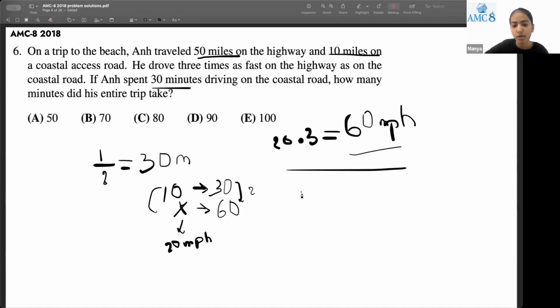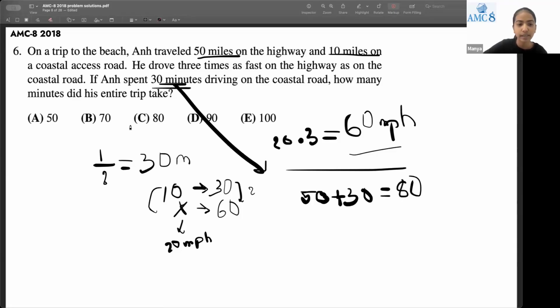So that means that in total on the highway, he took 50 minutes to drive, because he can drive 1 mile in 1 minute. If he drove 50 miles, then how many minutes would it take? Well, 1 times 50, which will be giving us 50. So he took 50 minutes plus the 30 minutes they gave us in the problem. Well, 50 plus 30 will be giving us 80, and that's how we got our answer choice C.